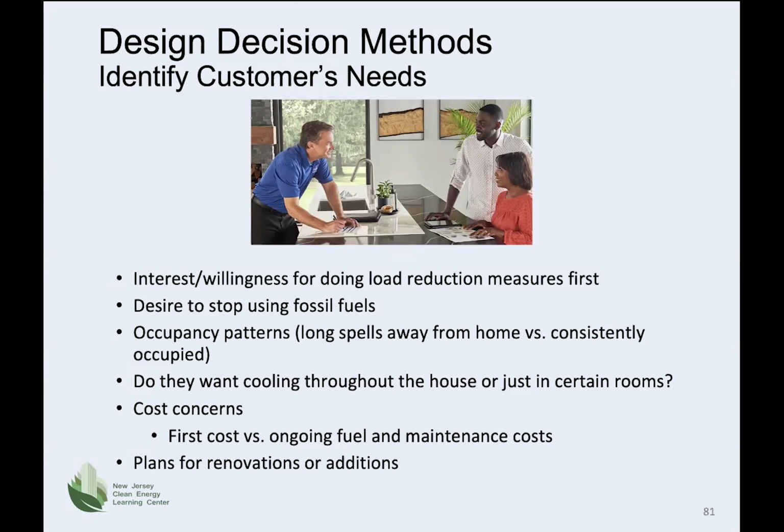And occupancy patterns are important to identify, whether they go away for a long period of time, let's say in the summer or in the winter. Many people in a cold climate, particularly retired people, will tend to go south for the winter. And do they want cooling throughout the entire house or maybe just a portion of the house?